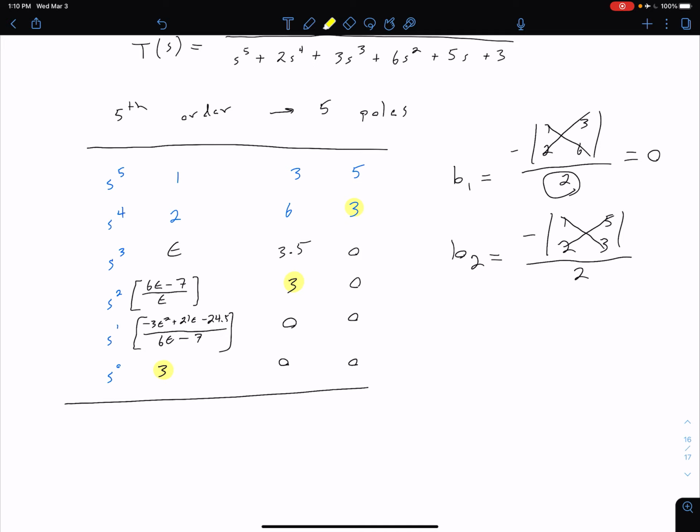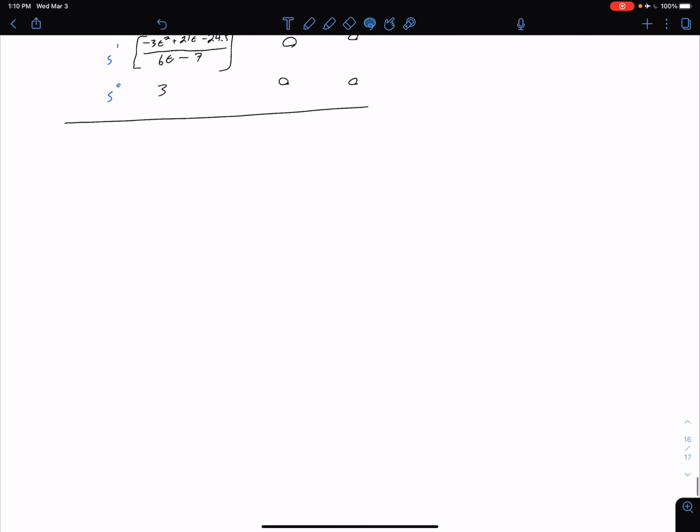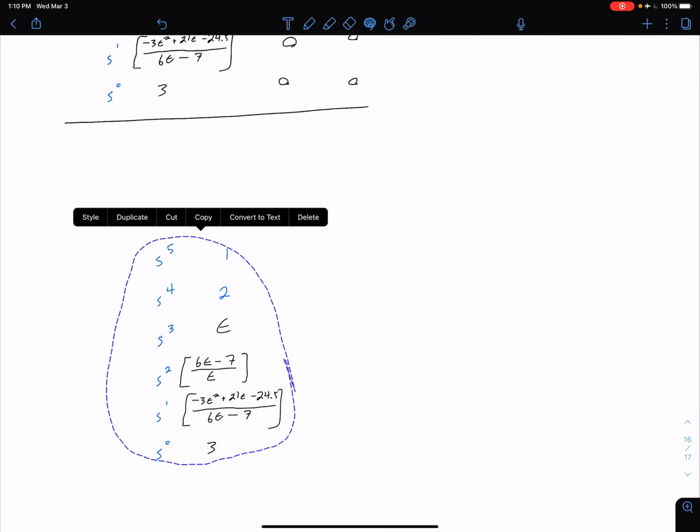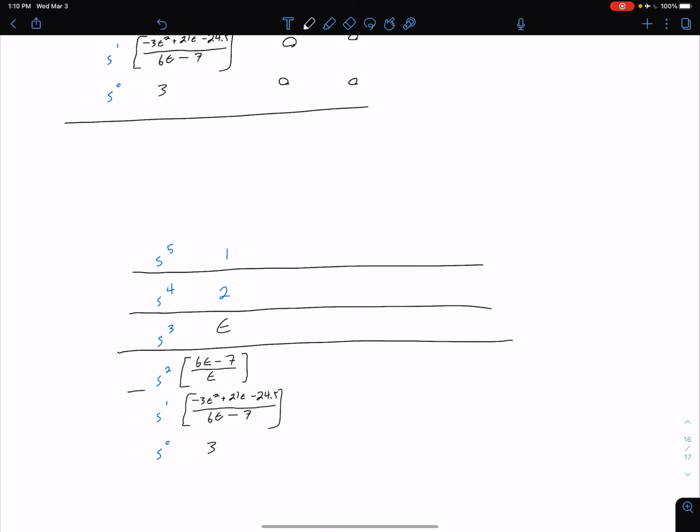Okay, so now we have completed our Routh table using the epsilon method. So how do we analyze it from here? Well, what we want to do is focus on this first column. So I'm actually just going to copy this. So we want to focus on this first column. And remember, we can let our epsilon go to 0 from the positive side or the negative side. So to make this more clear, let me make an actual table.